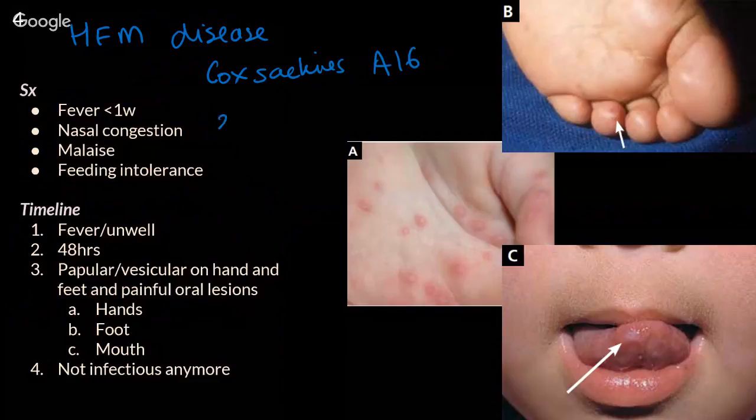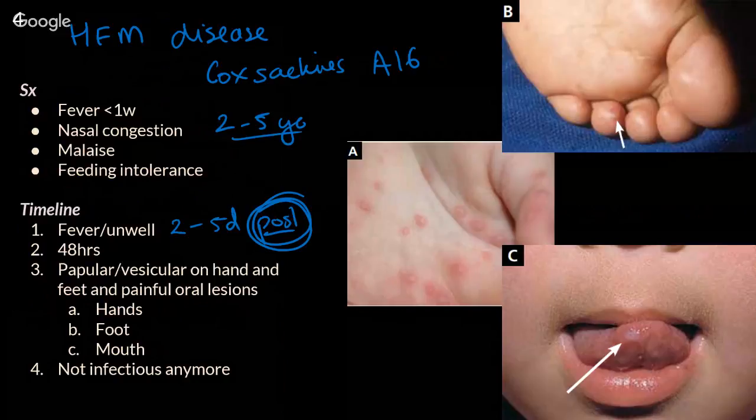Okay, so usually the child will be 2 to 5 years old. Oh, I forgot to do that for the rest of them. But anyway, fever usually for 2 to 5 days. Okay, post. Remember, that's why I have this timeline here, because it will help you to identify what it is on an MCQ. Okay. Yes, post the fever. Okay, so they develop the rash post fever. Okay, so they get fever. 48 hours later, then they get the rashes appearing.